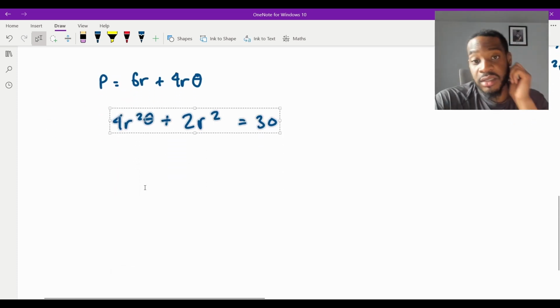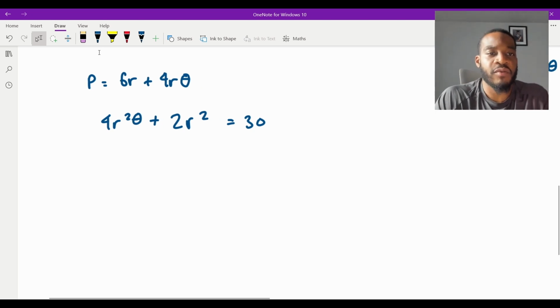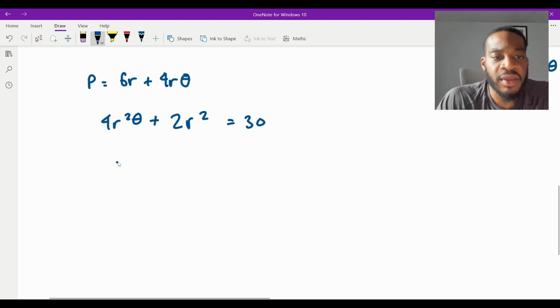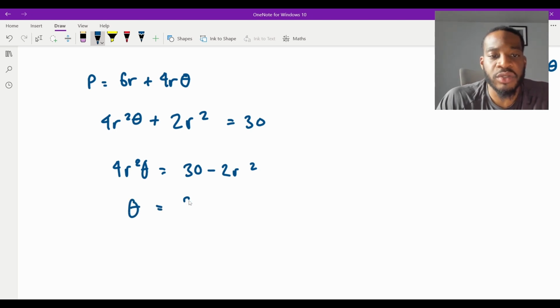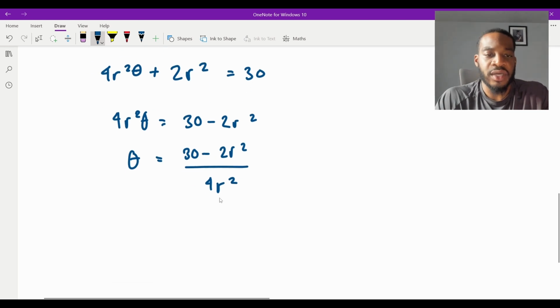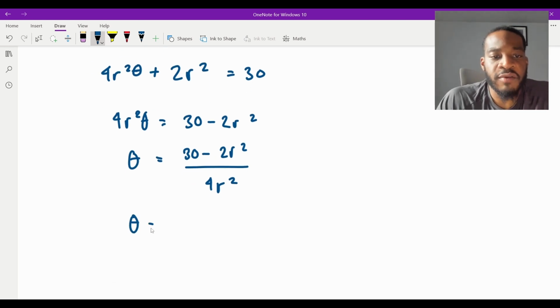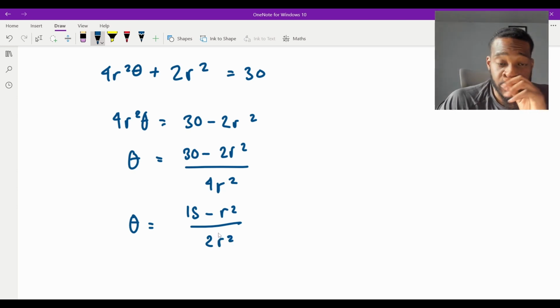So let me first rearrange to get theta from the second equation. So that would be 4r squared theta is going to equal 30 take 2r squared. I'm going to divide by 4r squared. Theta is equal to 30 take 2r squared, all over 4r squared. And then I'm going to just divide everything by 2 because I can, can't I? So it'd be 15 minus r squared over 2r squared. And that is going to be my answer so far.